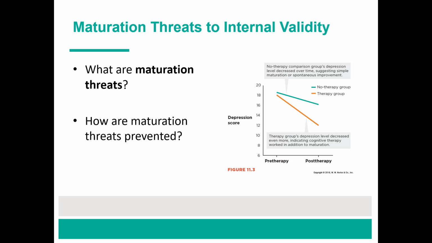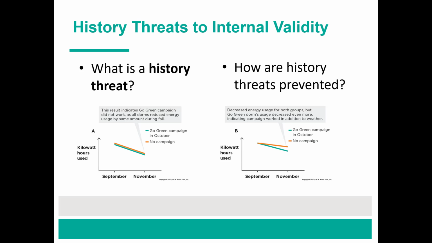Thus, the effect of maturation could be subtracted out when interpreting the results of this study, and a maturation threat has been prevented. After subtracting out this effect, if a change is still present, which it is here, then we can say that there truly was an effect of the treatment, and that the change didn't simply come from the maturation effect. The next threat is called a history threat.